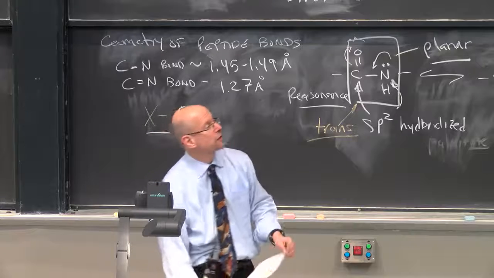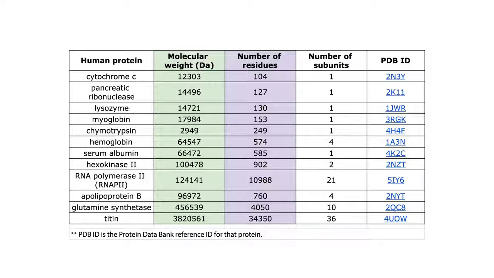Proteins are very, very different from each other. Here you see a list of proteins. You can see here's a protein that has about 100 amino acids or so. Here's a protein that has 10,000 amino acids. And here's the biggest protein we know of, called titin. It has 34,000 amino acids and a molecular weight of 3 million.